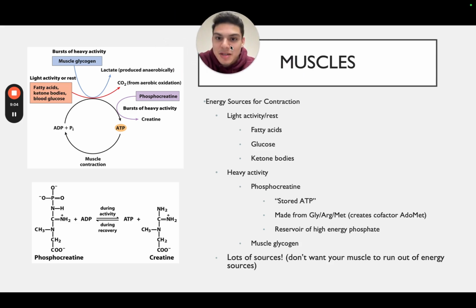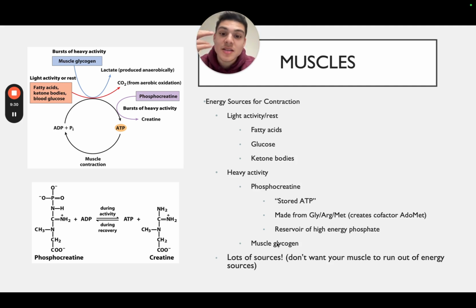Moving on to the next one, muscles. So we know muscles are used for contraction. In light activity and rest, we obviously know fatty acids, glucose, and ketone bodies are going to be used. But in heavy activity, we first use phosphocreatine, which is just stored ATP. It's made from glycine, arginine, methionine, and creates cofactors like SAM. And then it's a reservoir of high-energy phosphates on top of ATP.